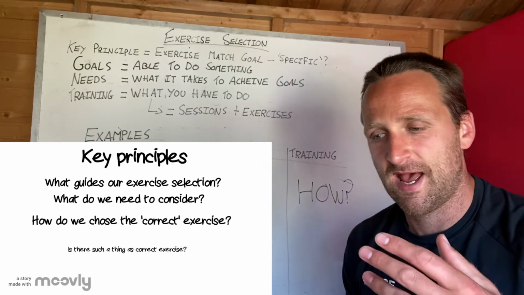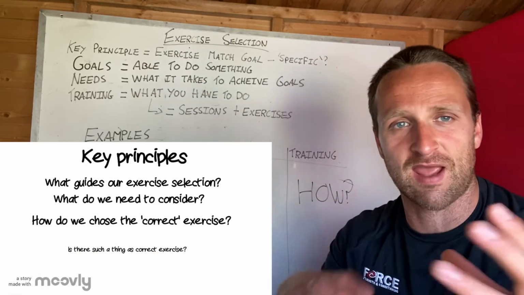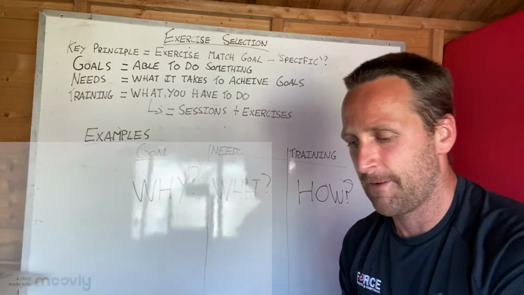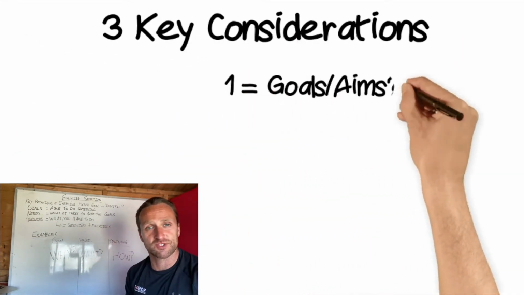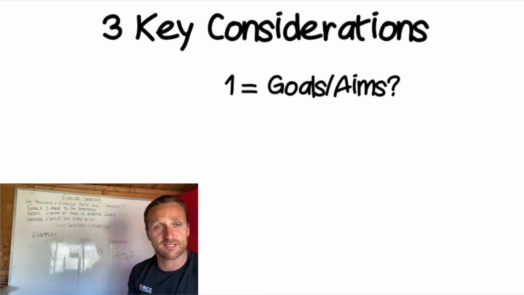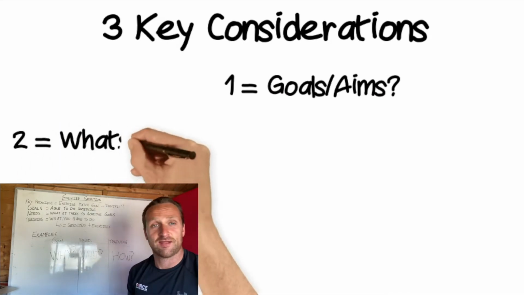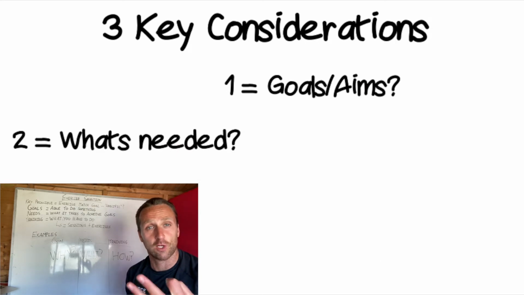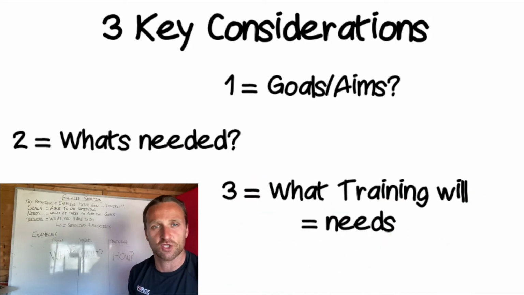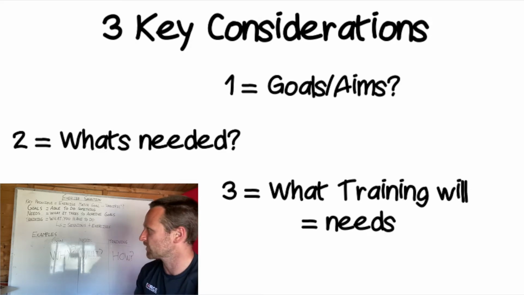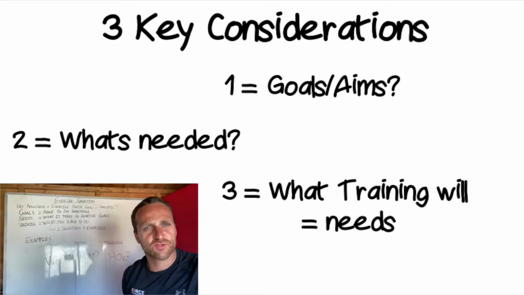Okay, so there's 3 key considerations in my mind, and they have different elements to them, obviously. But the 3 key considerations for me are the goals that you're trying to achieve, the needs that these goals develop, and then how the training will look based upon the needs, goals, and you as an individual, you as an athlete, as a trainer. All right, so let's break these 3 considerations down.